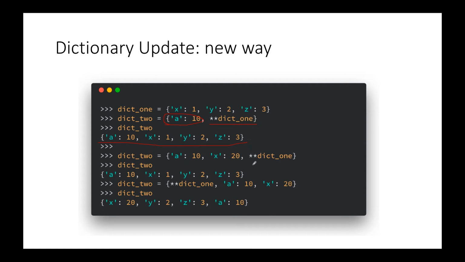And please pay attention, the position of this double star dictionary matters if there is a key conflict. For example, we already have key x with value 20. If we want to overwrite the key x value, we should put the double star dictionary at the end. Otherwise, we can put it at the beginning. In summary, the later one will replace the former one.